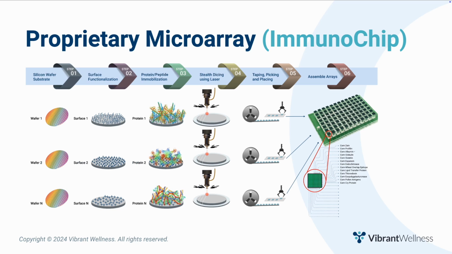Vibrant measures antibody levels using a proprietary microarray plus chemiluminescence. The microarray works similar to ELISA methodology. However, instead of 1 antigen per well, we can measure up to 96 antigens per well.